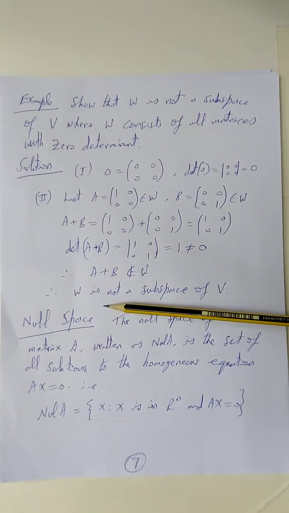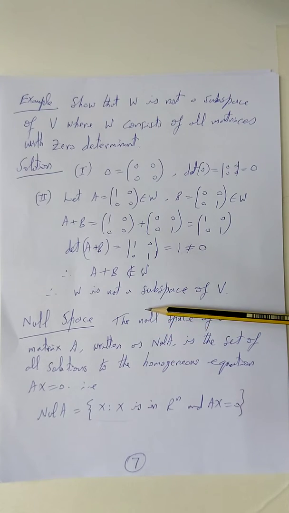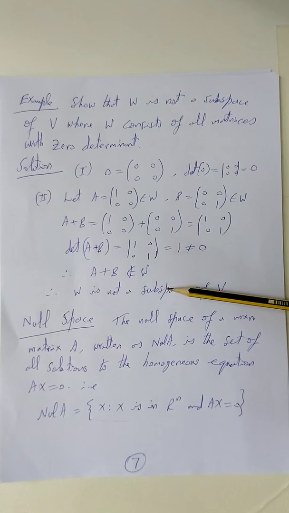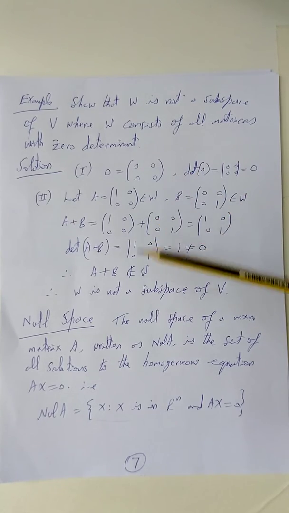So there is no need to check the third condition, which was that if I multiply k with u, it should again belong to W. When one of the three conditions fails, you stop there. So this was your homework. If you have done it, that's great. But if you have not done it, you can find the solution here.